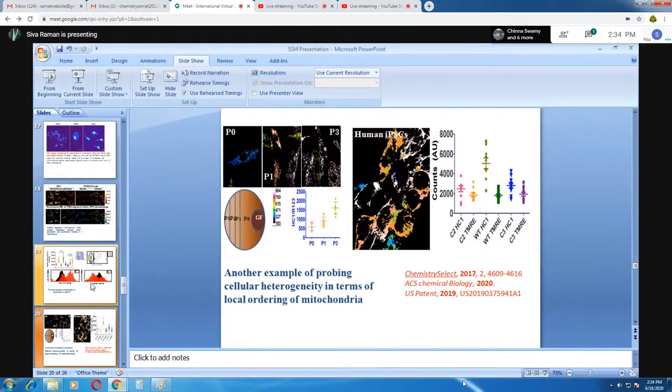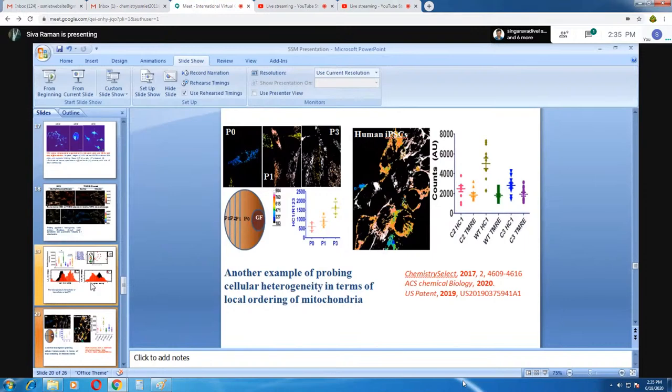We applied this to somatic stem cells and human pluripotent stem cells. You can compare and see how the counts are. We treated with our dye, HC1, and a standard, tetramethyl rhodamine, and we split the observed images into different channels and scales. P0 is one region, P1 is one region, and P3 is another region of interest. These three regions of interest we got, and these are the ratiometric images. It is clearly showing that the local ordering of mitochondria in pluripotent stem cells can also be achieved by ratiometric imaging.